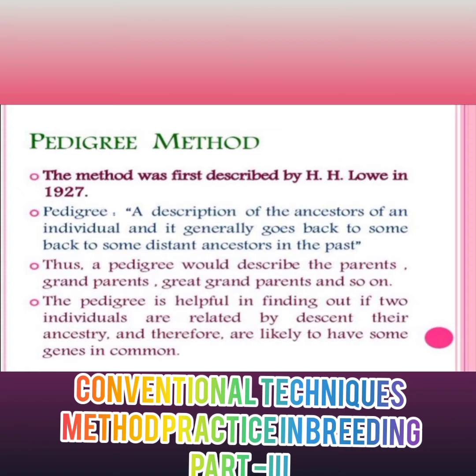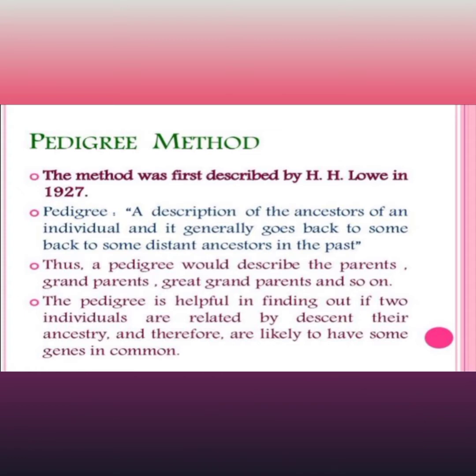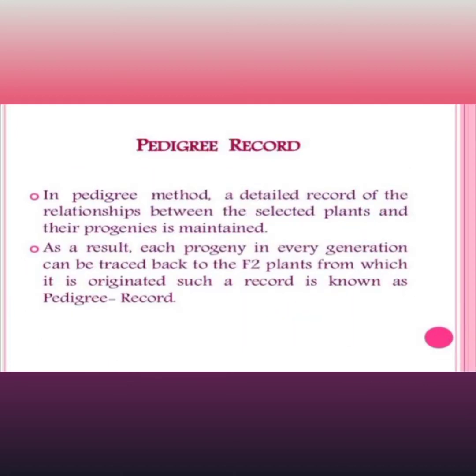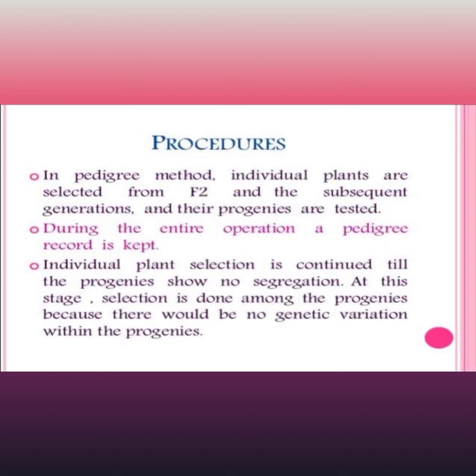Pedigree is helpful in finding out whether two individuals are related by descent, their ancestry, and therefore are likely to have some genes in common. In the pedigree method, a detailed record of the relationship between the selected plants and their progeny is maintained. As a result, each progeny in every generation can be traced back to the F2 plant from which it originated. Such a record is known as a pedigree record.